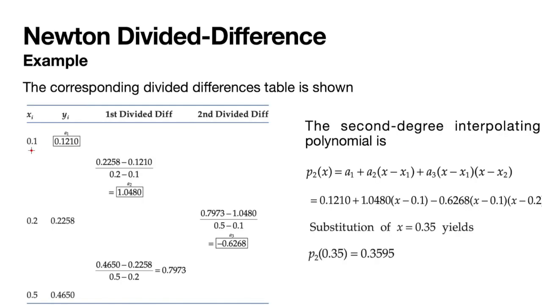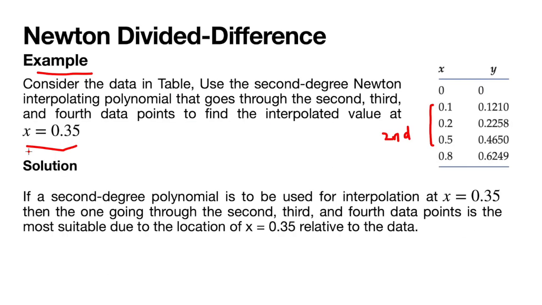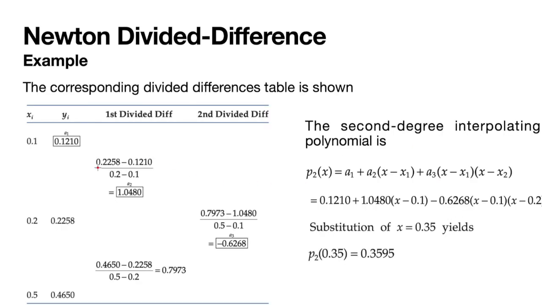These are the data points: 0.1 and 0.120, 0.2 and 0.225, and 0.5, and the y value is 0.4650. We can calculate this value by subtracting y values divided by the difference of x values, so we calculated this value based on that. Similarly, we can calculate this value from y3 minus y2 over x3 minus x2. So this is basically this value.